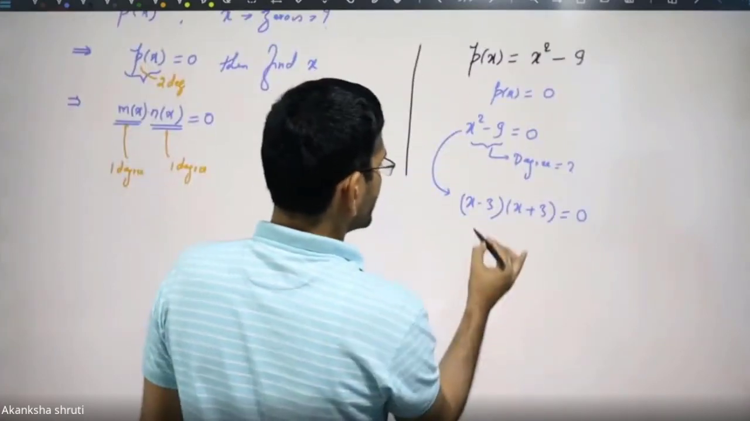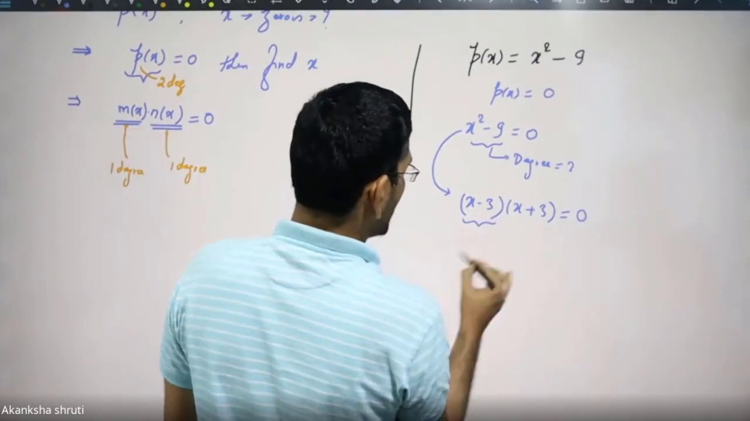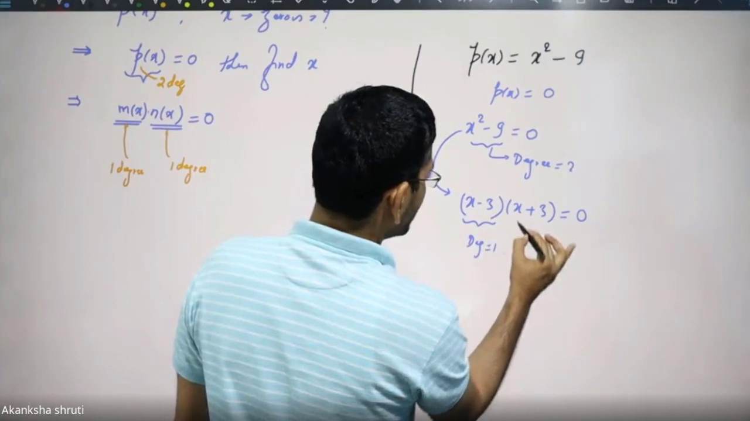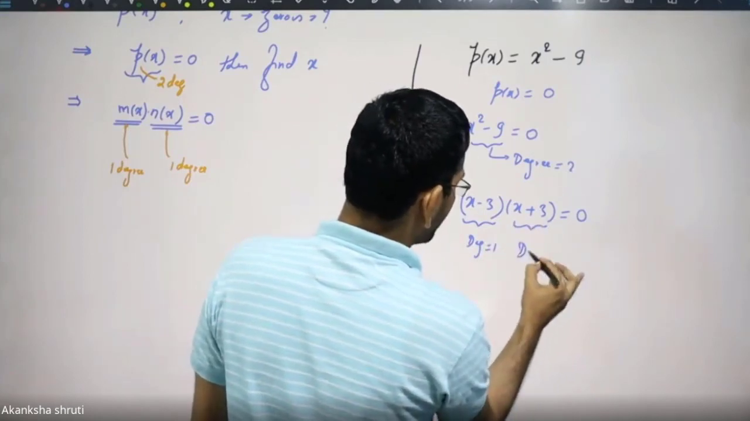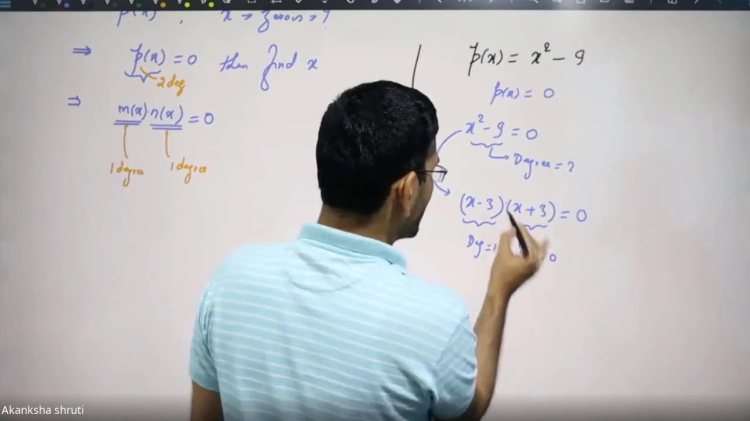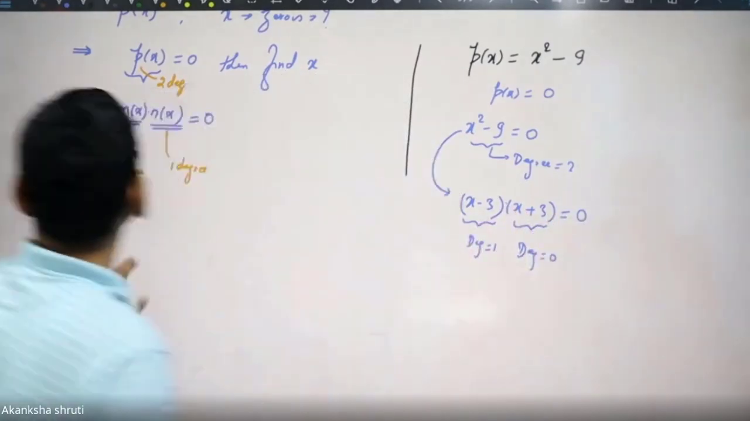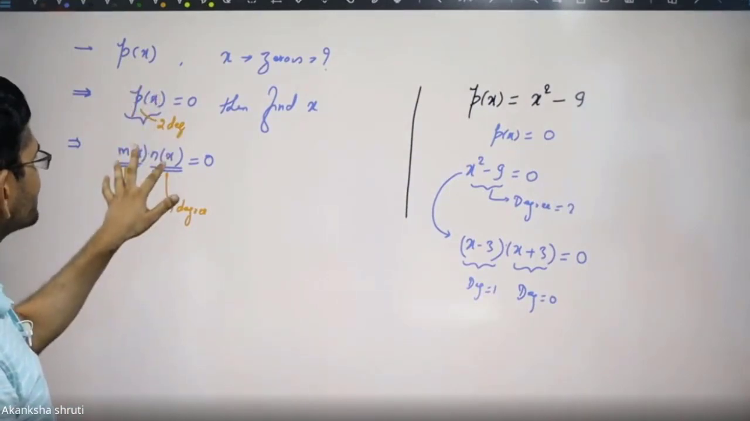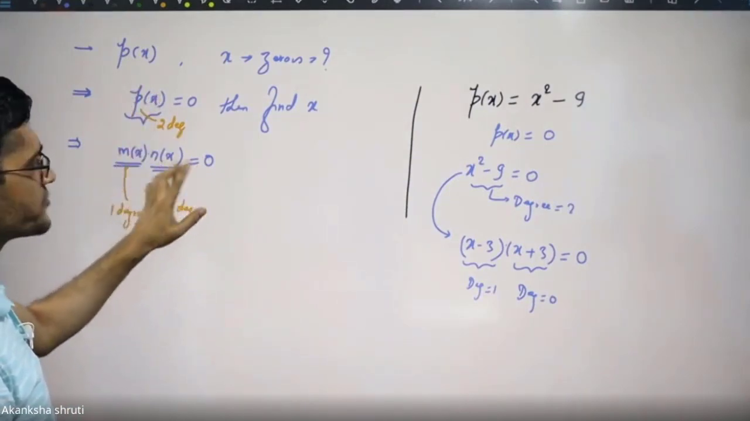Now, this is one polynomial of degree 1. This is the other polynomial of degree 1. And these two polynomials are in a product. This is the meaning of this. It means the quadratic polynomial has to be split into the product of two linear polynomials.